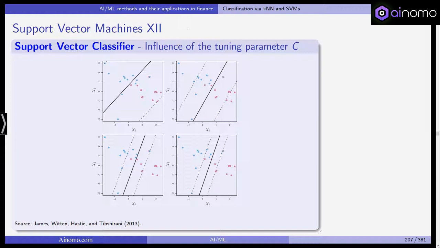And as C decreases, as we reduce the maximum allowed sum of errors, the tolerance for observations being on the wrong side of the hyperplane decreases, and the margin narrows. So you can see this here. This is the margin from this side and from this side. And as you can see, it is reduced in each plot, going from top left to bottom right.